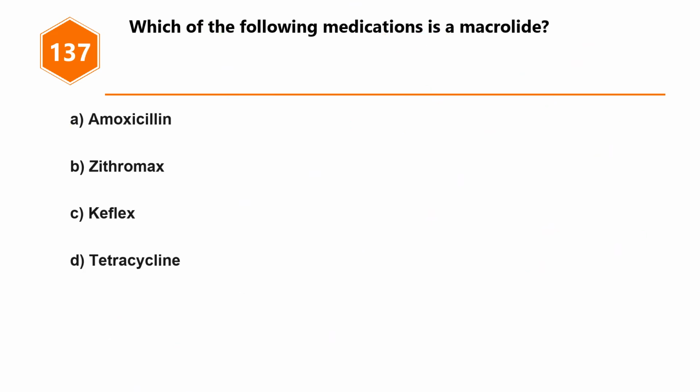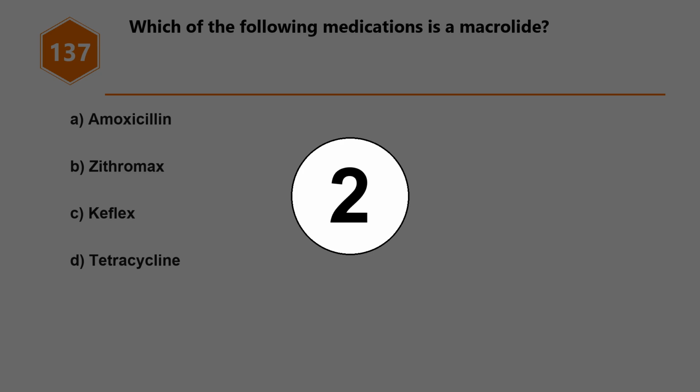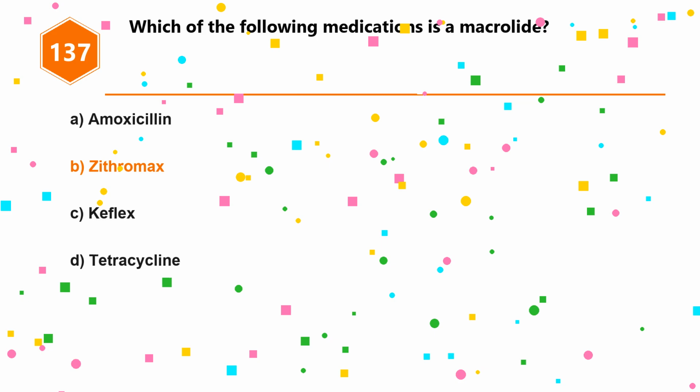Question 137. Which of the following medications is a macrolide? Option A, amoxicillin. Option B, Zithromax. Option C, Keflex. Option D, tetracycline. The correct answer is option B, Zithromax.